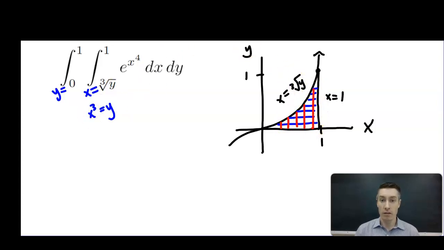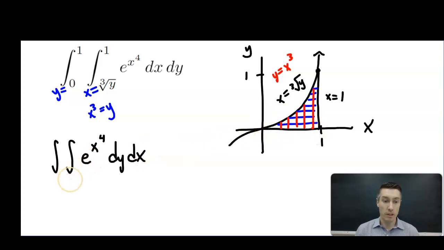So we've already rewritten that. This would be y equals x cubed now. So redefining our double integral, we have the double integral of e to the x to the fourth dy dx, where y goes from 0 to x cubed, and x goes from 0 to 1.